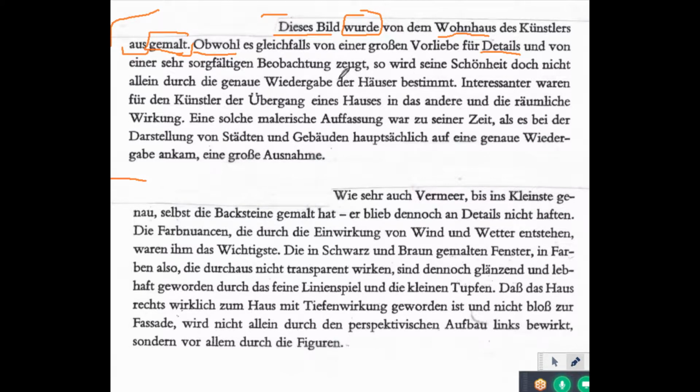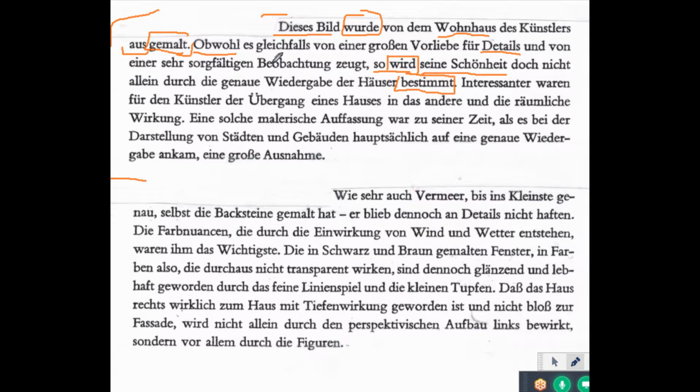So then after the comma, you see a verb here, wird. And where's the verb complex after the comma? Wird bestimmt. Good. And how would you translate that? This bestimmen means to determine. Right. I would say it is determined. Great. And what's the subject of that? I think it's Schönheit. Yeah, it's beauty, i.e. the beauty of the painting.